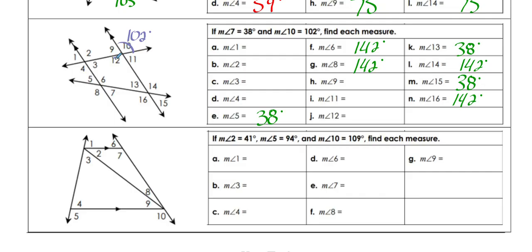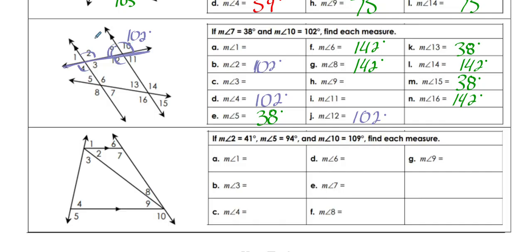So angle 10 and angle 12 are vertical. They have to be the same. Angle 10 and angle 2 are corresponding. They have to be the same. Angle 10 and angle 4 are alternate exterior angles. They're on the opposite side of the transversal. That's where the word alternate comes from. And they're outside the parallel lines. That's where the word exterior comes from. They're alternate exterior angles. All of those have to be the same. So 2, 4, 10, and 12 are all 102 degrees.